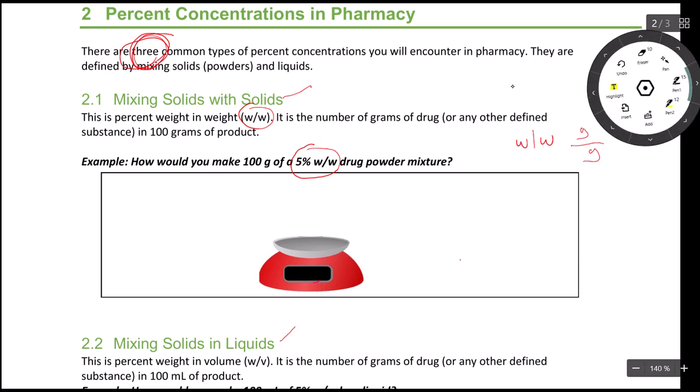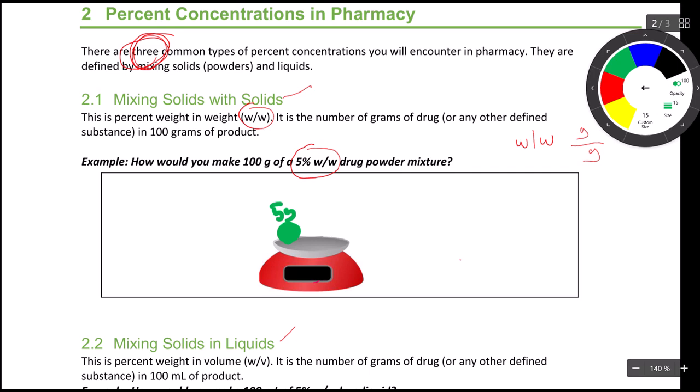So if somebody says 5% of a drug powder mixture, that means that there is 5 grams of drug. Let me draw this out, what that means. If you're going to make it, what that means is that you've got 5 grams of drug. So this is my balance here. I got 5 grams of drug right in there. All right?